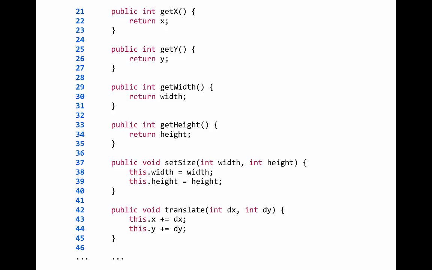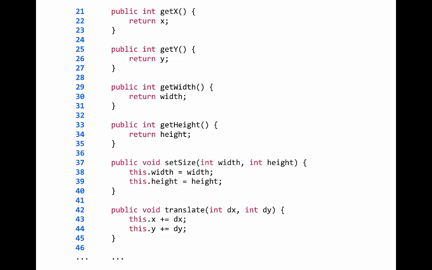The first four methods you see here are getter methods. Getter methods are a type of accessor method. They effectively provide read access to your private fields. Another type of accessor methods are setter methods. Setter methods provide write access to your private fields.